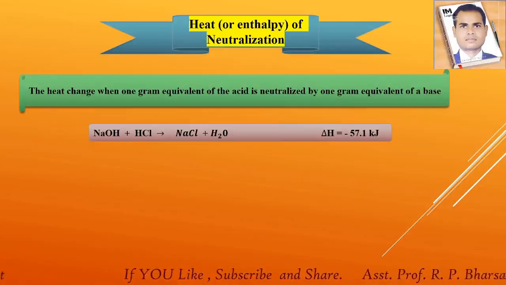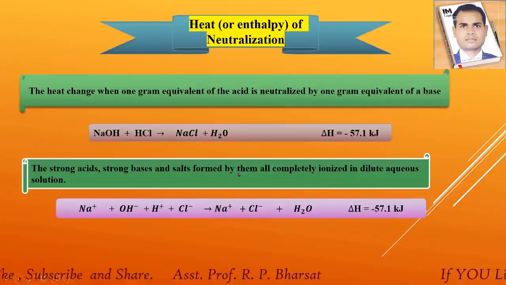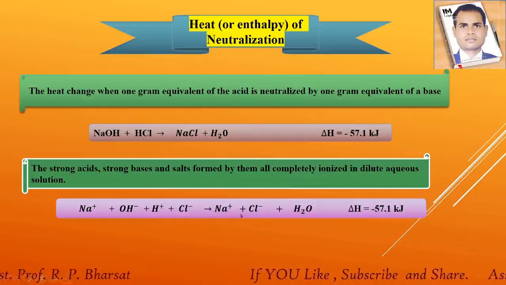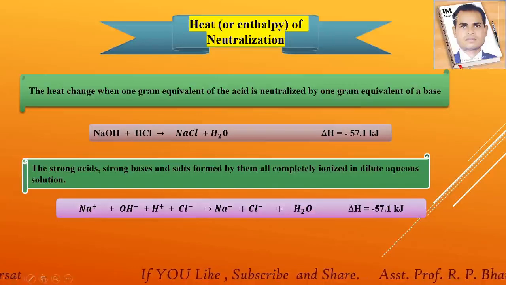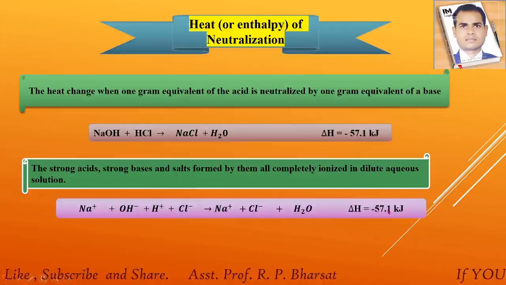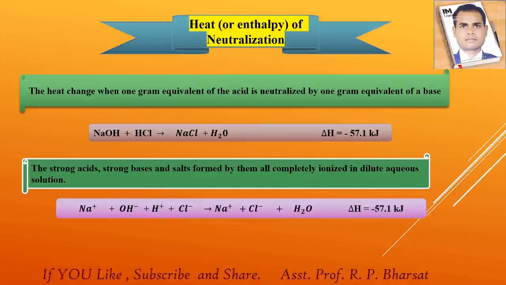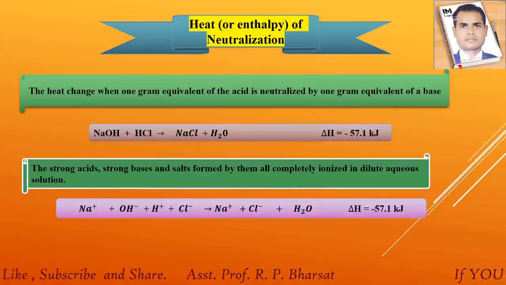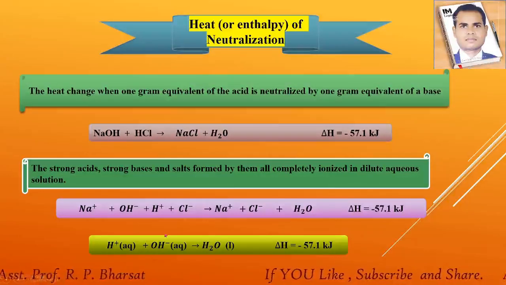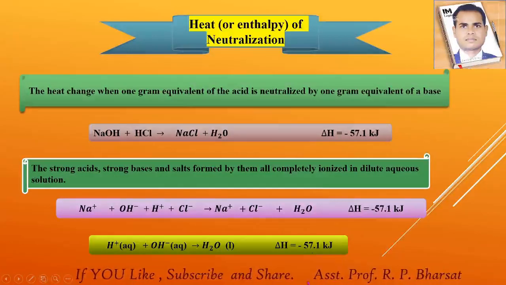So the reaction between strong acid and strong base may be written like this: Na+ plus OH- plus H+ plus Cl-. From this you will get Na+ plus Cl- and water molecules and minus 57.1 kilojoule enthalpy. And cancelling out the common ions on both sides, you will get only that much: H+ in aqueous, OH- in aqueous, it gives water molecules in liquid form.